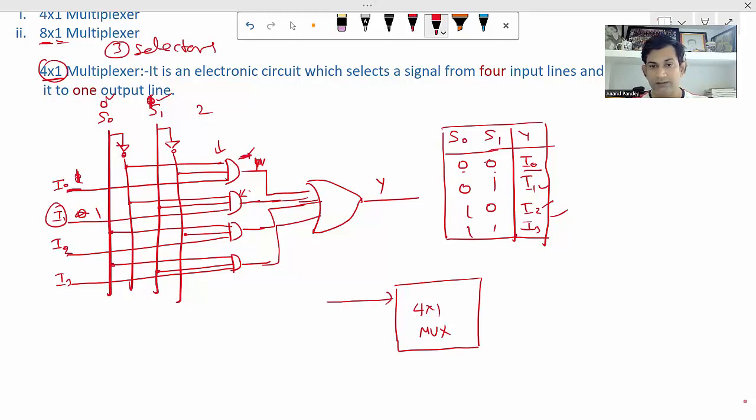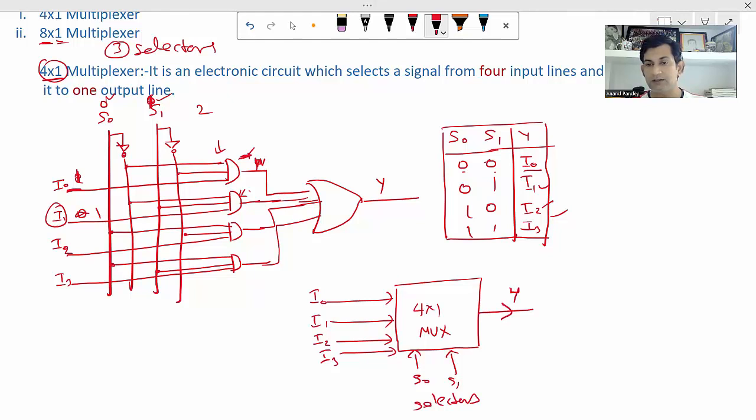So here the 4 inputs are I0, I1, I2 and I3. Two selectors are here, S0 and S1. And 4 to 1, this is Y, that is output. These are inputs, and this is output. So this is the block diagram of 4 cross 1 multiplexer. Sometimes you may have the question to draw the block diagram, so you can draw it like this. So this is all about the 4 cross 1 multiplexer.